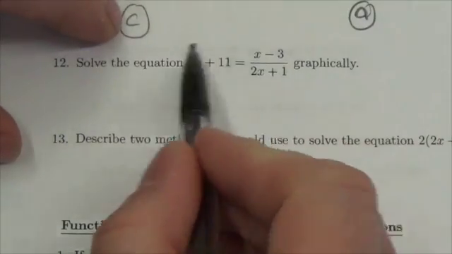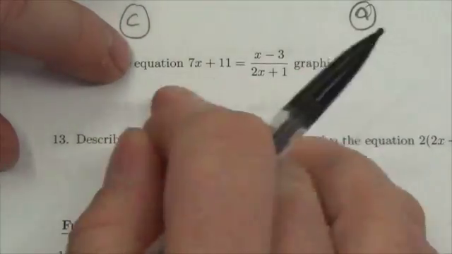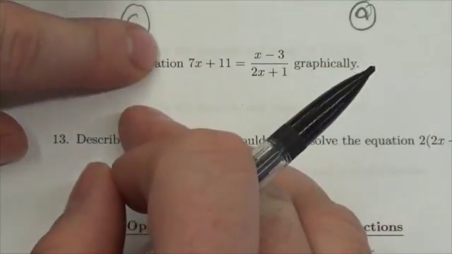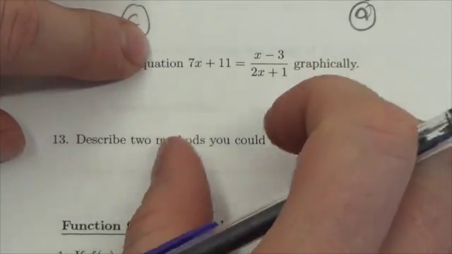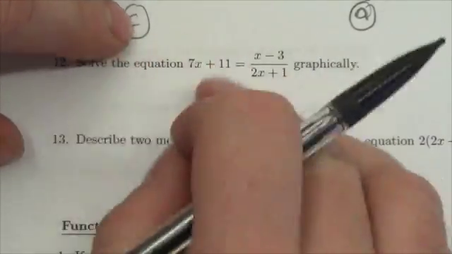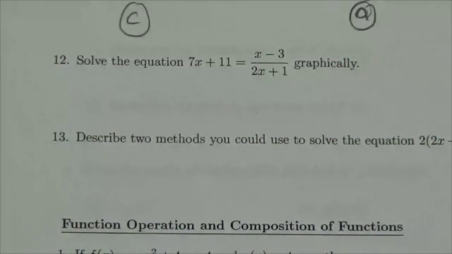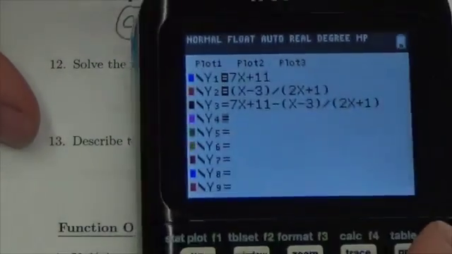Or what I can do is bring one of these expressions to the other side of the equation and set this equation equal to 0. If I do that, then whatever function I've got, when I graph it, I'm looking for where it crosses the x-axis, where the thing is equal to 0. So I'm going to do both of those here.